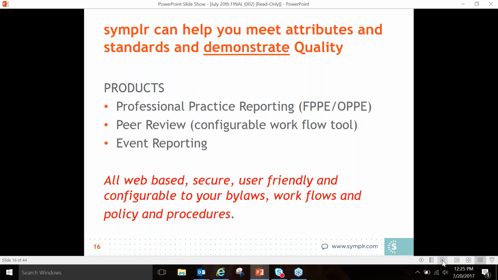They're SSL secure, HIPAA secure, meet all the Joint Commission standards, really as secure as we can possibly get them. And a lot of times I'll have physicians or somebody ask, well, how secure is my peer review data going to be in here? Or how secure is my FPPE report or whatever?